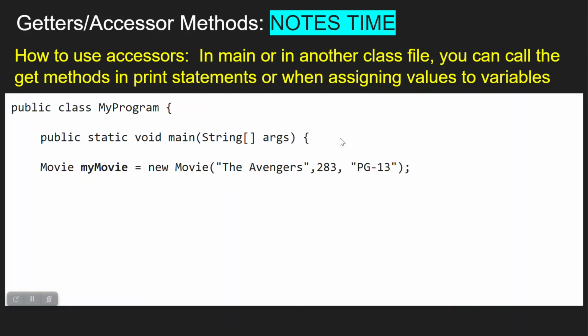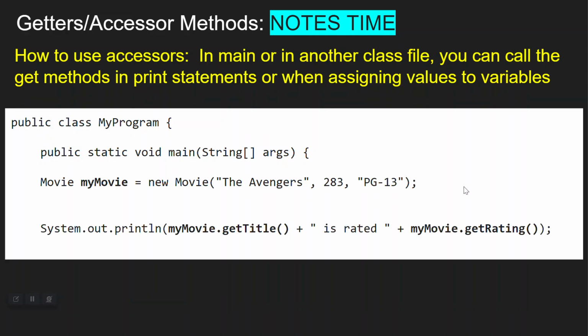So here I am in main, and I'm going to go ahead and create an object of the Movie class, and I'm calling it myMovie. And as you can see, we're passing in The Avengers. 283 is the runtime, PG-13 is the rating. So the next thing I can do is call the getTitle and the getRating methods and put those in a print statement. So I can say myMovie.getTitle and concatenate "is rated", that little string right there, and then concatenate myMovie.getRating.